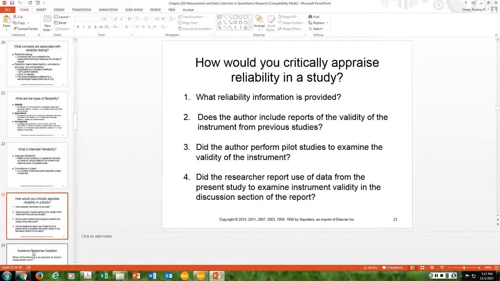Okay, how would you critically appraise reliability in a study? This is important. This may be helpful to you in your critical appraisal or your critique of the quantitative study, which is critique 2. So number 1, what reliability information is provided? Does the author include reports of the validity of the instrument from previous studies? Did the author perform pilot studies to examine the validity of the instrument? Did the researcher report the use of data from the present study to examine instrument validity in the discussion section of the report?